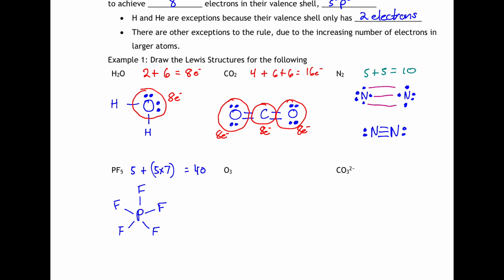So how many fluorines? I got 5 fluorines. How many extra electrons can I put on each fluorine? I can put 6 on each fluorine. I can put 2 here, 2 here, and 2 here. So that's 6 extra electrons per fluorine. Will that get me up to 30 if I do that on each one? Is 6 times 5 30? Yes, it is. So each of the fluorines has 6 electrons around it.